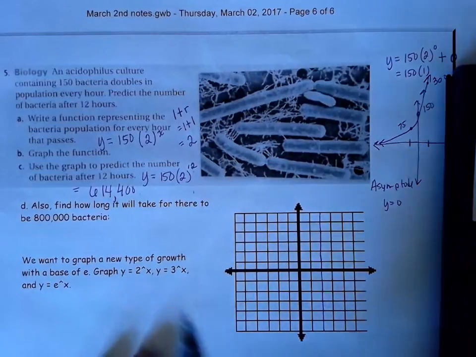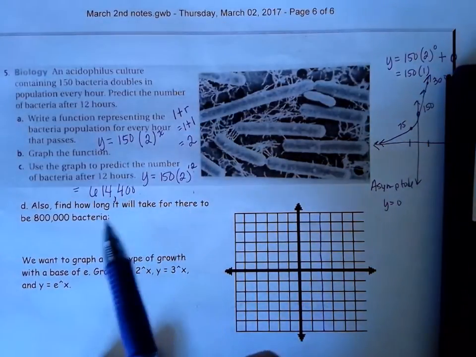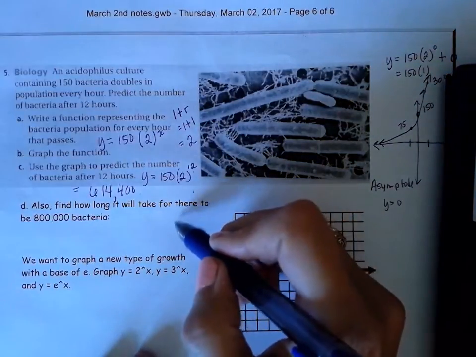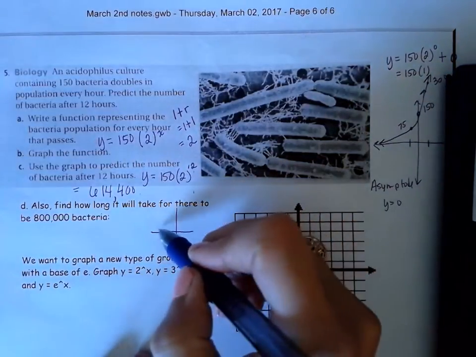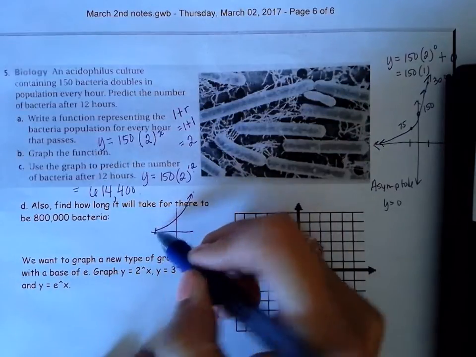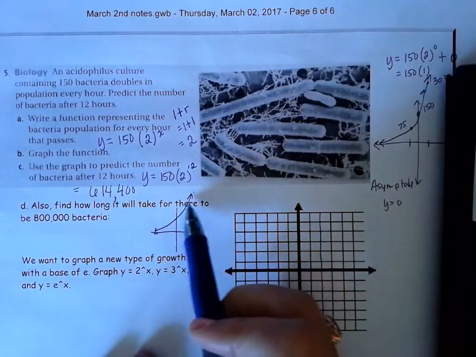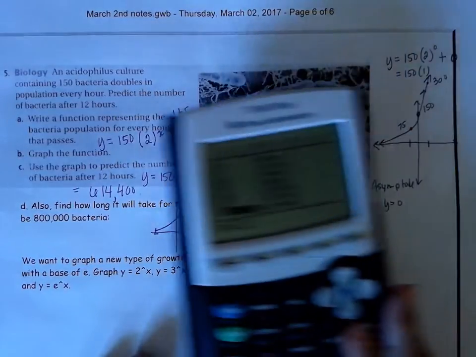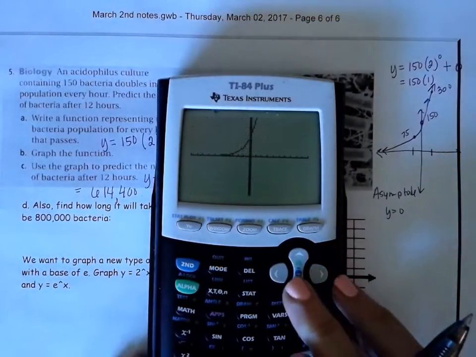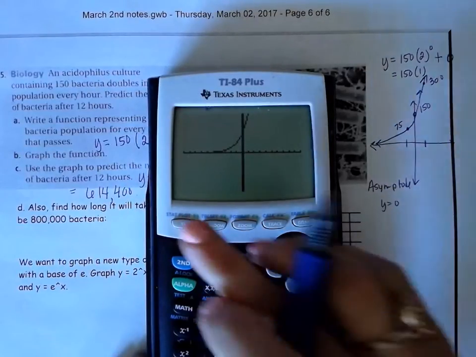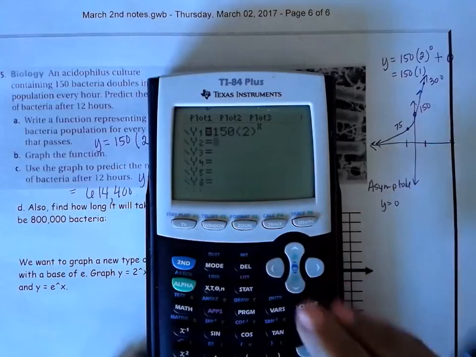So the next question is, about how long will it take for there to be 800,000 bacteria? So what we're really asking here is, the graph's growing like this. So it's basically asking at what x value will y be 800,000? So I have two choices in my calculator. I can actually graph it like this and then do an intersection with the line at 800,000.